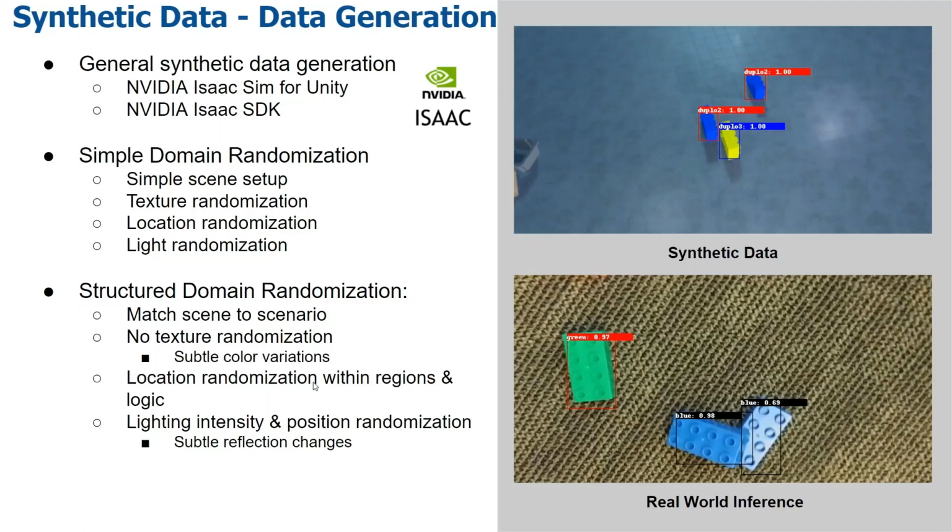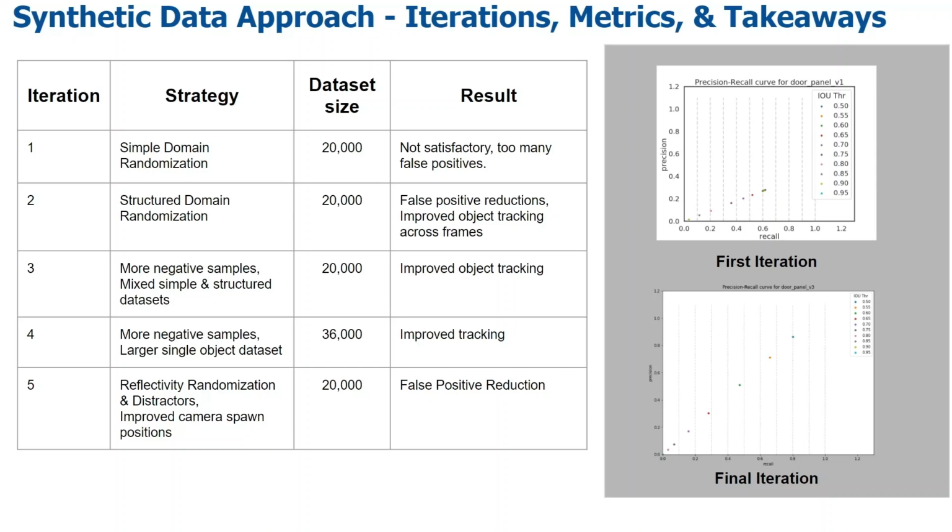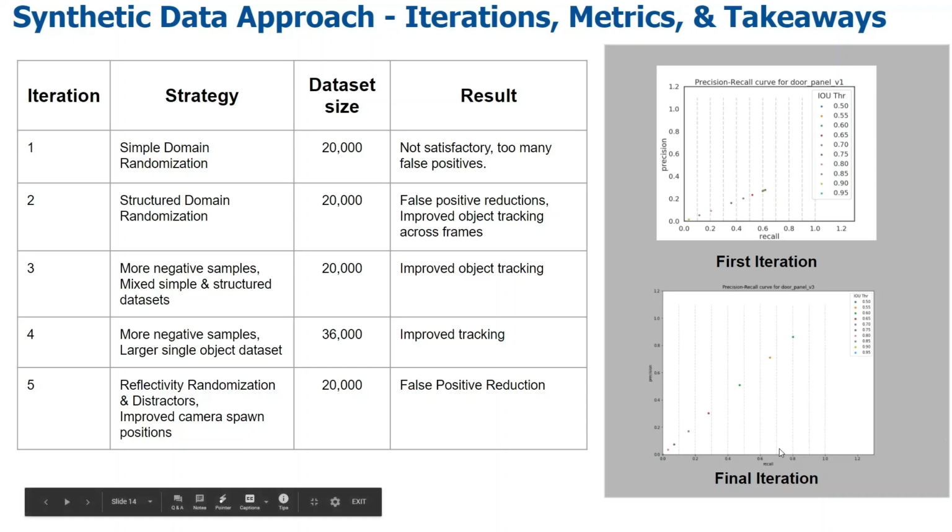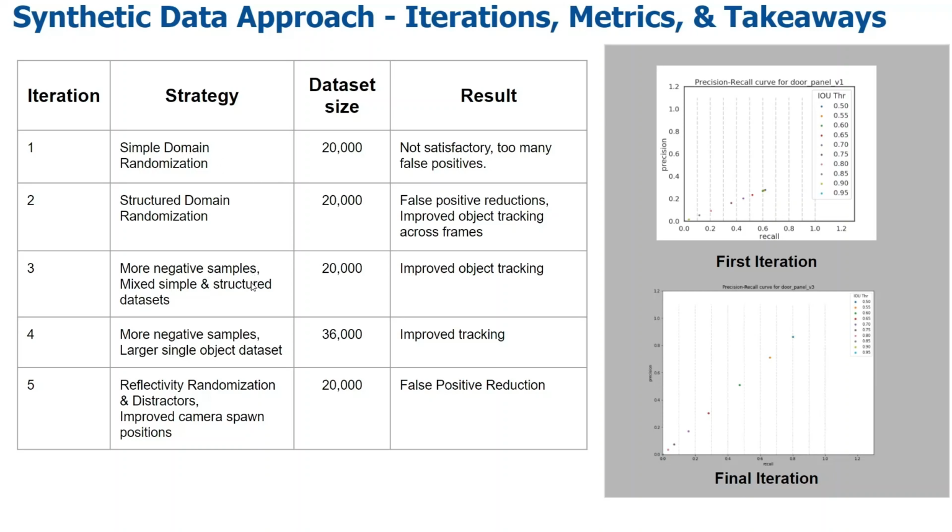We kept the lighting randomization, but made reflection randomization more subtle. We found the best improvements for our models when following these guidelines and randomization techniques. Let's move forward to the training results. As with the real-world training approach, we went through 5 iterations, tweaking the data generation strategies each time. In our first iteration, we used simple domain randomization, which, if you recall, would randomize textures, lighting, positions, and rotations.